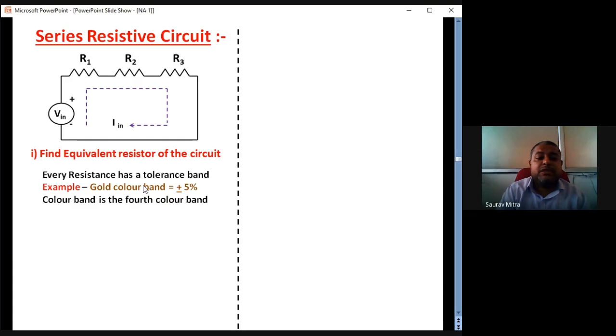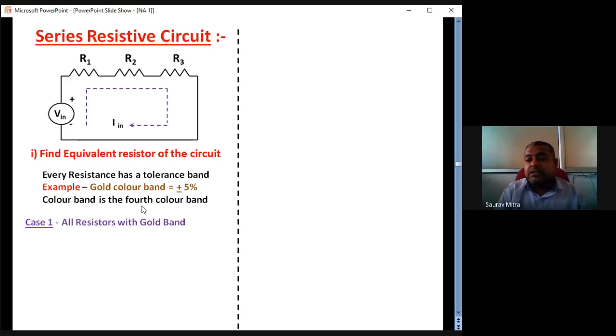So every resistance has a tolerance band. That is the fourth color coding band. Example, there is a gold color band. Gold color band is having tolerance of plus minus 5%. That means whatever value resistance is showing, the actual value can be greater than that by 5% or less than that by 5% of its original value. So the tolerance band is the fourth color band.